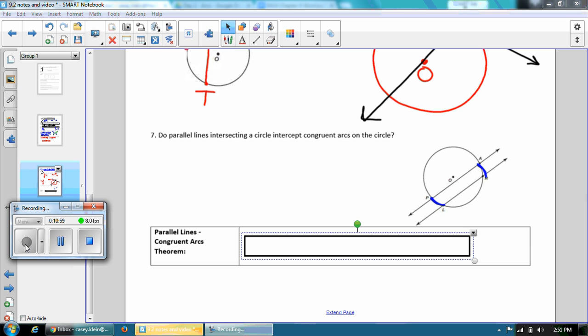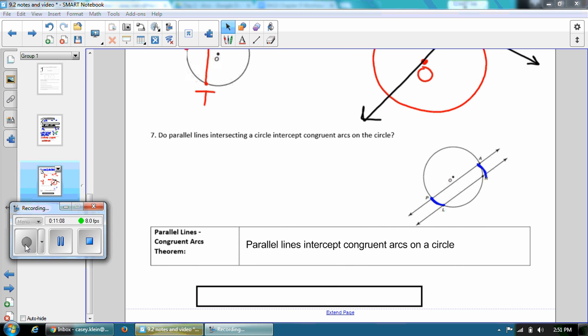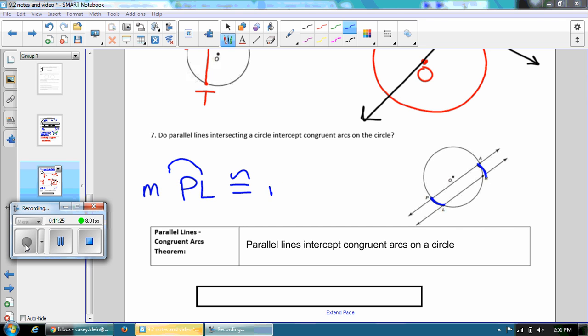This is called the parallel lines congruent arcs theorem. Parallel lines intercept congruent arcs on a circle. So yes, arc PL and arc AR will be the exact same measurement. Voila!